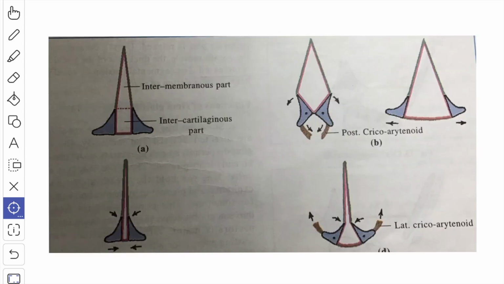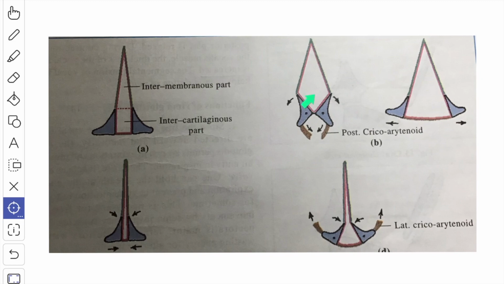Now we'll see the shapes of the Rima Glottidis. This is the shape when there is normal quiet breathing. The intermembranous part of the Rima Glottidis is triangular with the apex in front and the intercartilaginous part is rectangular. So the total outline of the Rima is symmetrical and pentagonal.